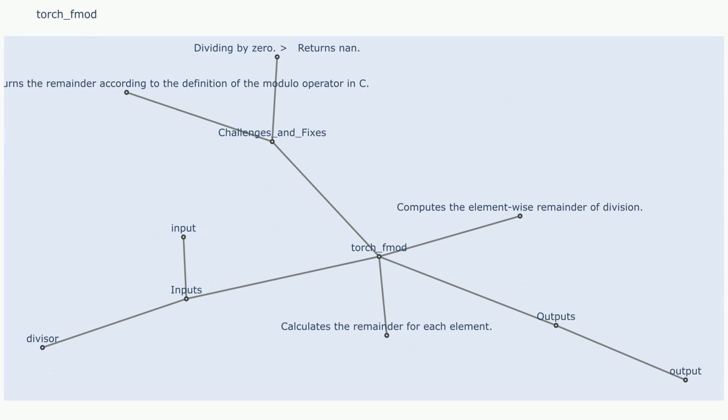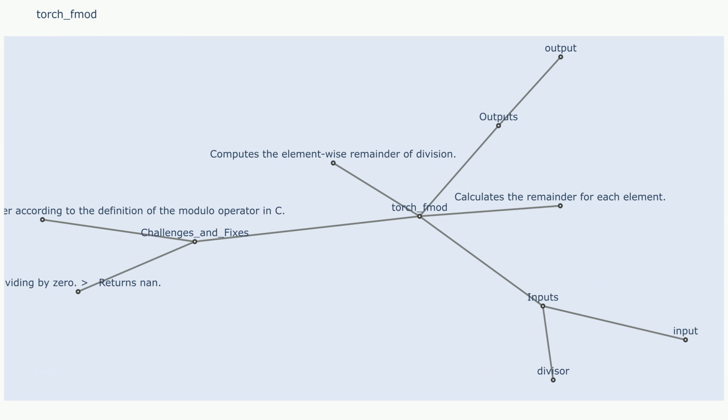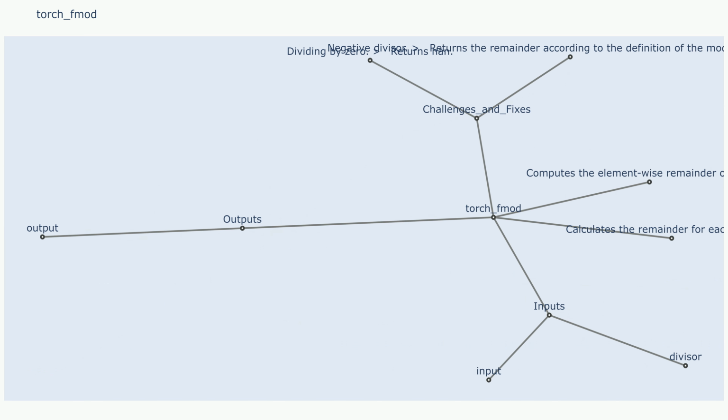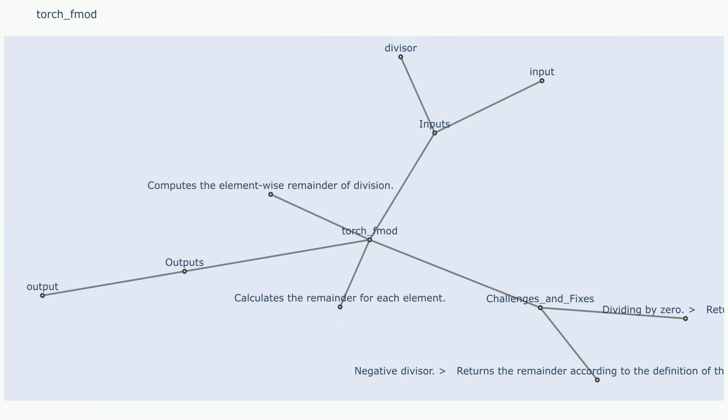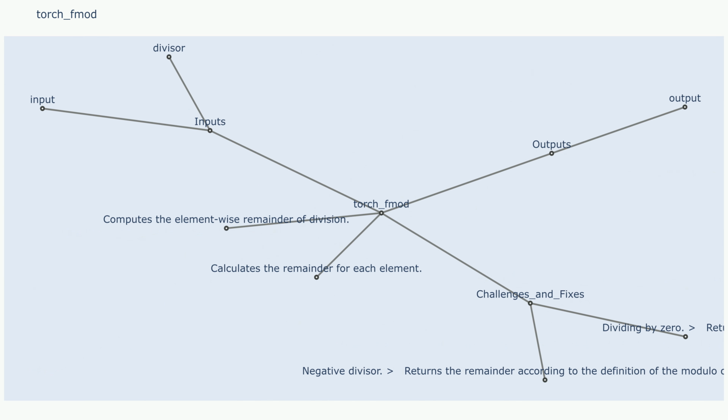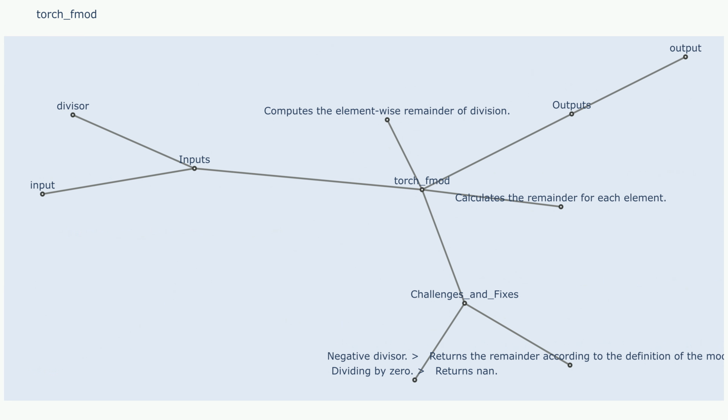Steps. Step 1. For each element in input, the function performs a division by the corresponding element in other. Step 2. The remainder of this division is then stored in the result tensor. Challenges and fixes. Challenge 1. Division by 0. If any element in other is 0, the corresponding element in result will be NaN, not a number. Sample use case that resulted in challenge 1. torch.fmod(torch.tensor([1, 2, 3]), torch.tensor([0, 1, 0])).